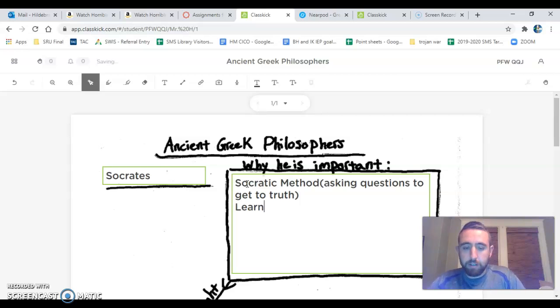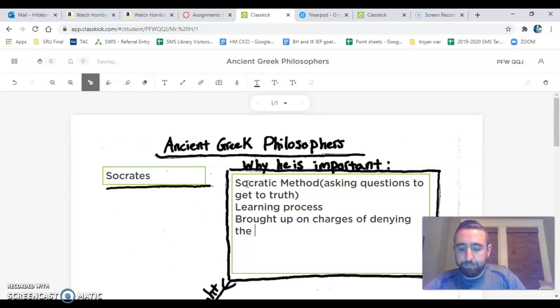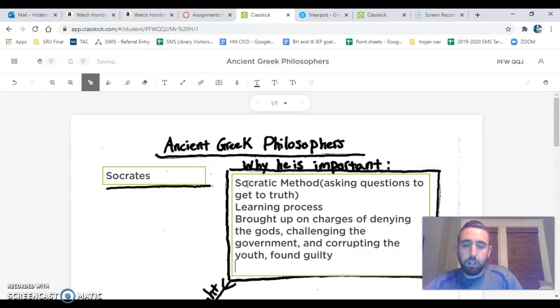He was focused on the learning process, and he was eventually brought up on charges of denying the gods, challenging the government, and corrupting the youth. And he was found guilty. And then eventually he was executed. But then later, they built a statue for him.